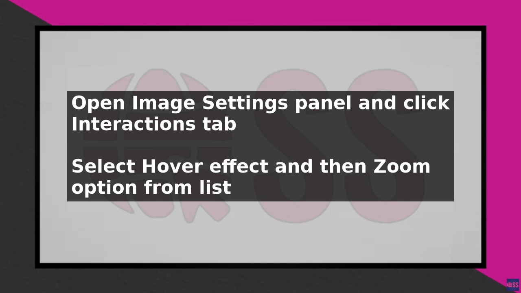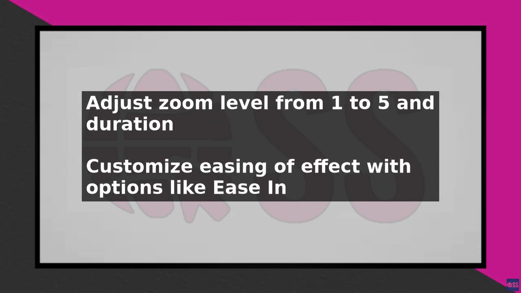To fine-tune the zoom effect, you can also adjust the duration of the effect. This controls how long it takes for the image to zoom in and out. A shorter duration will result in a faster zoom effect, while a longer duration will result in a slower effect.